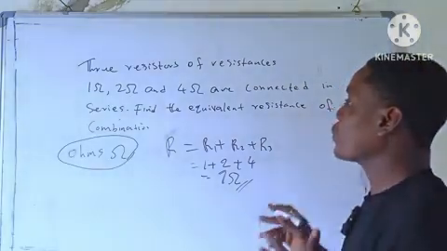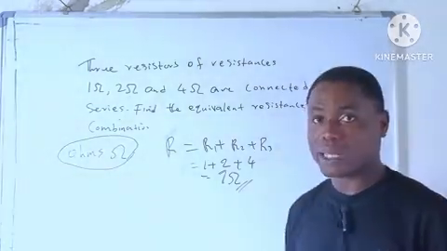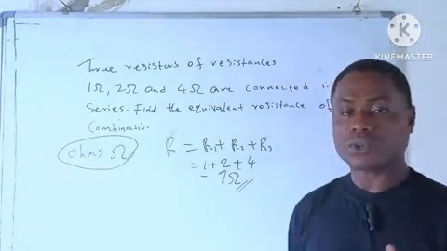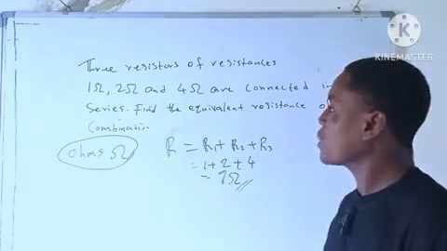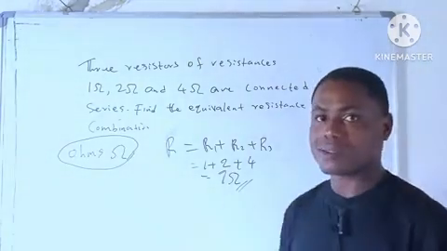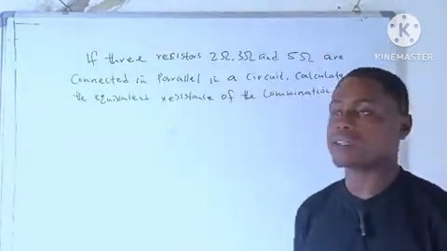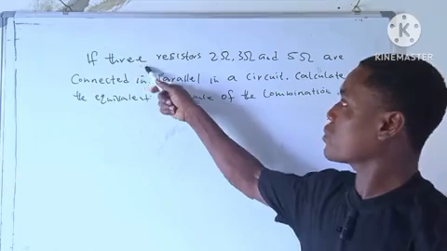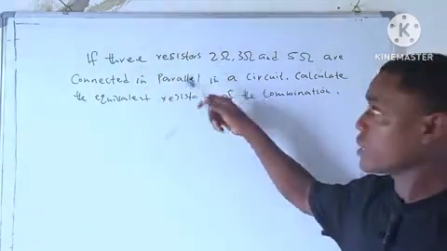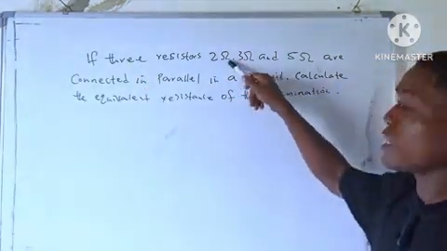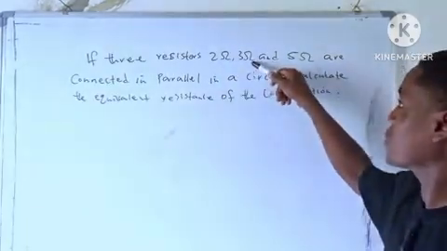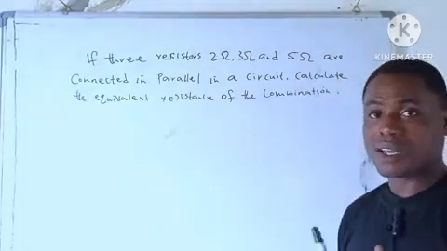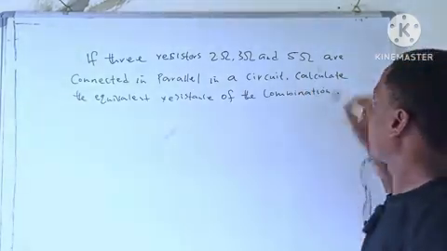So you see that questions under series are very simple, right? This is how to calculate questions under series connection. Are you getting it? Okay, let's do another example. So this is the second example. Let's read the question together. If 3 resistors, 2 ohm, that is the first resistor, 3 ohm, the second resistor, and 5 ohm, the third resistor, right?